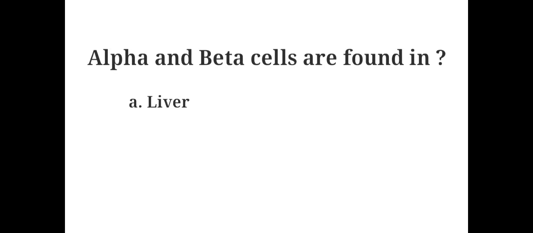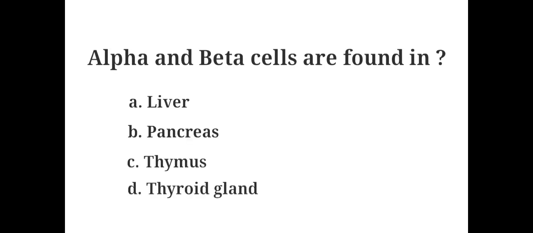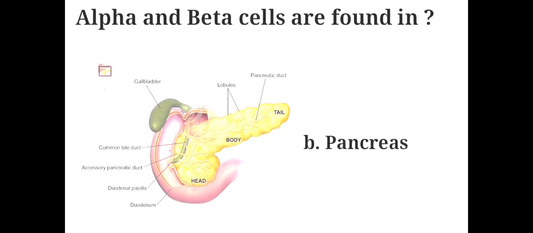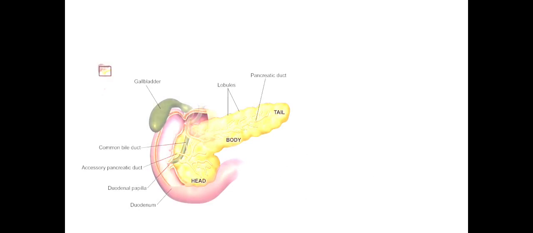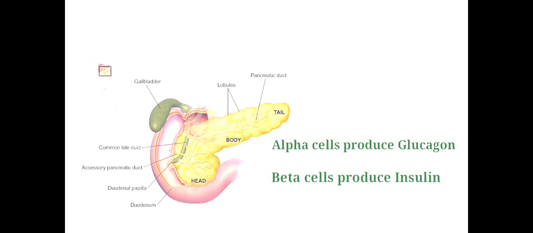Alpha and beta cells are found in A. Liver, B. Pancreas, C. Thymus, D. Thyroid gland. And the answer is B. Pancreas. Alpha and beta cells are found in pancreas. Alpha cells produce glucagon, whereas beta cells produce insulin.